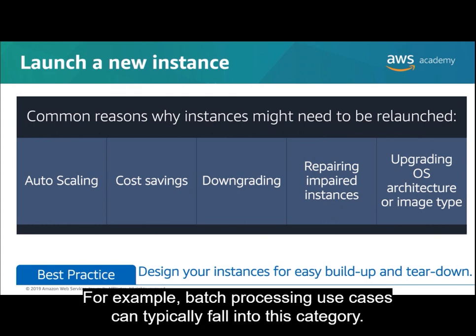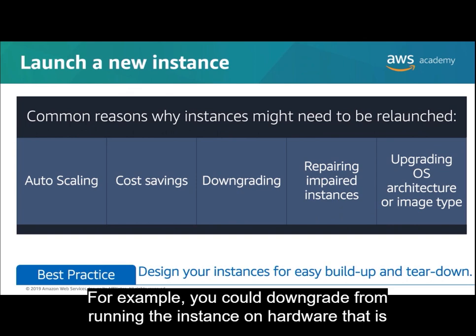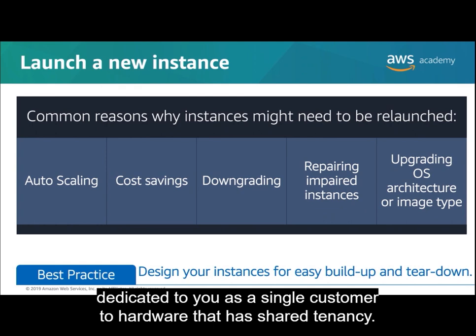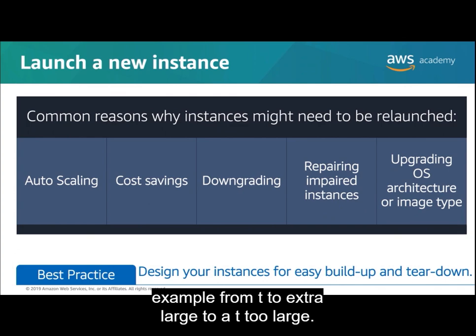For example, batch processing use cases can typically fall into this category. You also might want to downgrade an instance in some way to save on costs. For example, you could downgrade from running the instance on hardware that is dedicated to you as a single customer to hardware that has shared tenancy. Or you might downgrade the size of an instance, for example, from a T2 extra large to a T2 large.